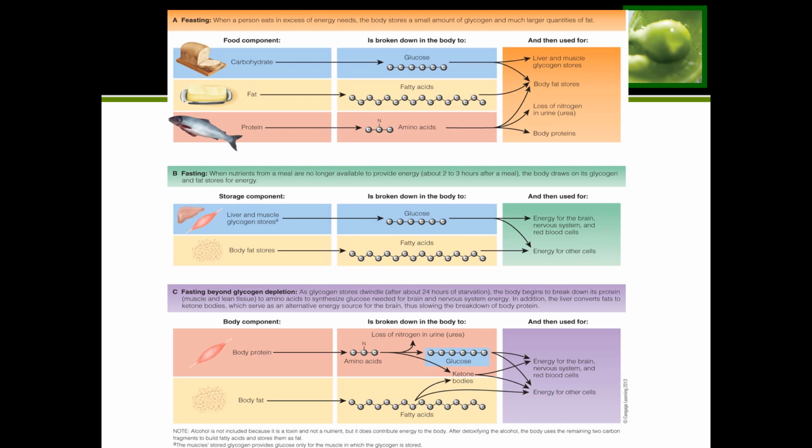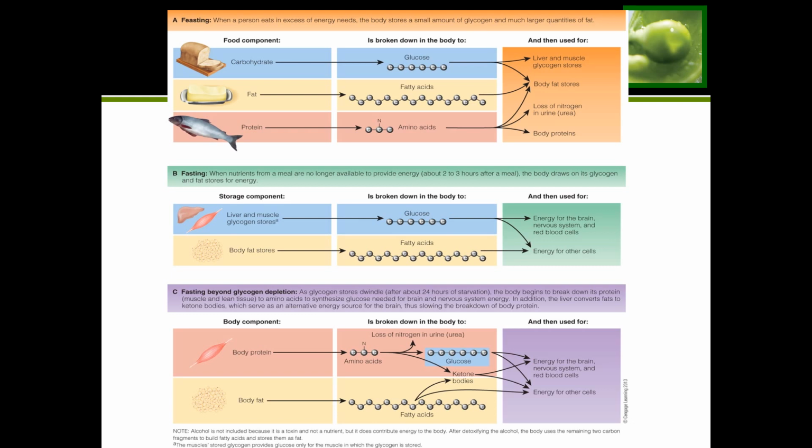And the reason for that is because protein is something that we don't want to use for energy unless we're absolutely desperate. Because if we use it for energy, that means we're breaking down our muscle. So in between your meals, 2 to 3 hours, you still have enough glycogen that you can use for energy. We're not desperate yet, so we're not going to use protein.